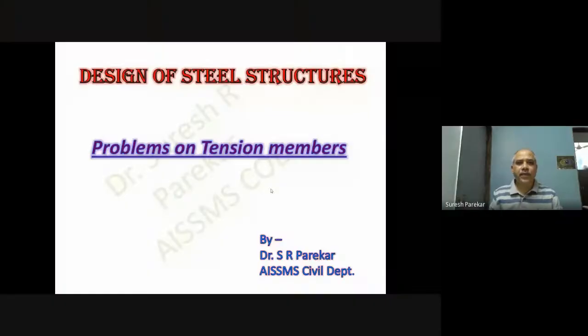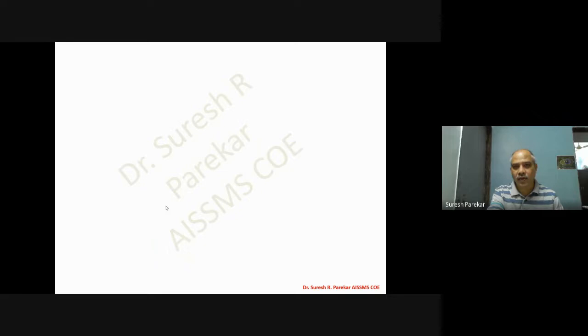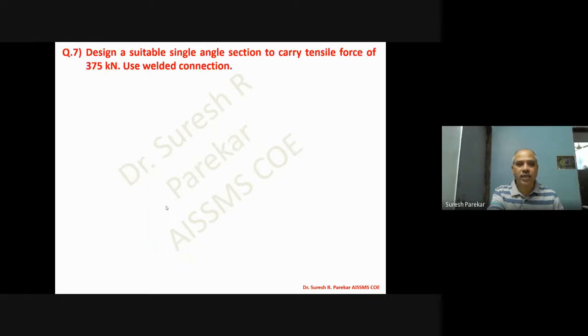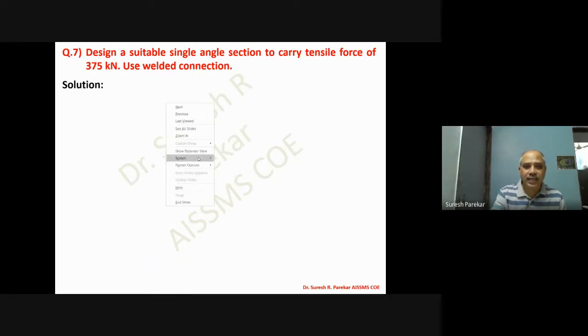Good afternoon. Today we have again one problem on tension member, design of tension member. In the last problem we did a design using a bolted connection. Now here we have to design a suitable single angle section to carry a tensile force of 375 kilonewton. For the connection we have to use a welded connection.